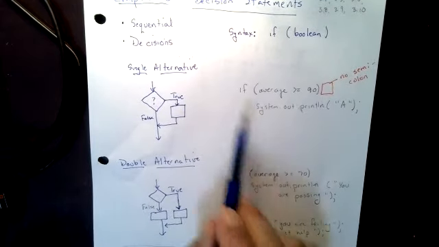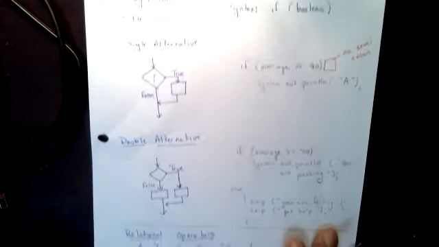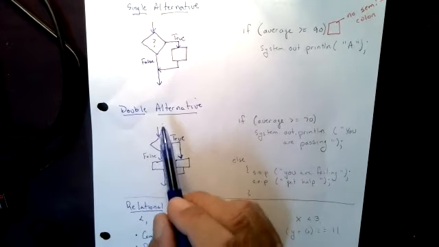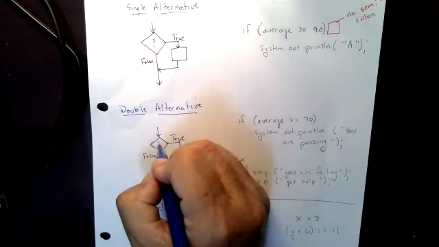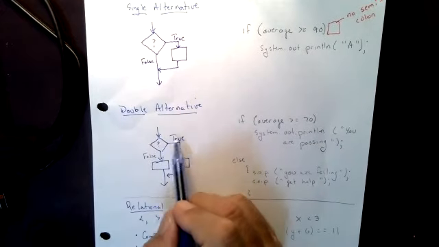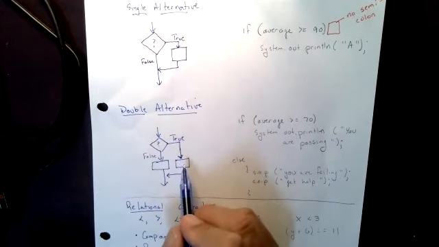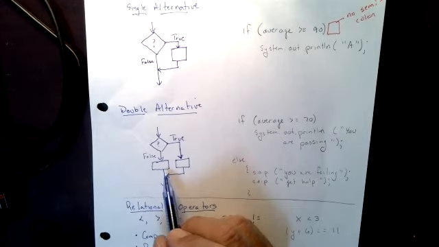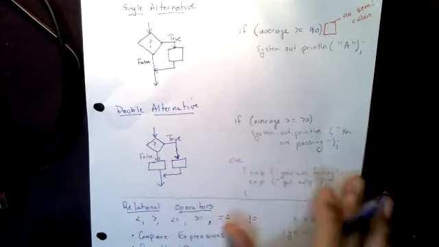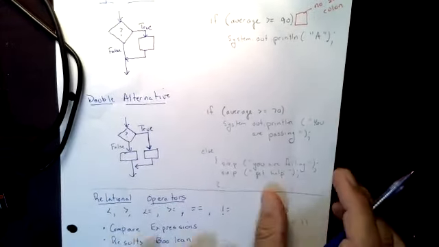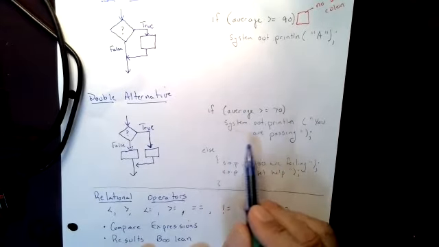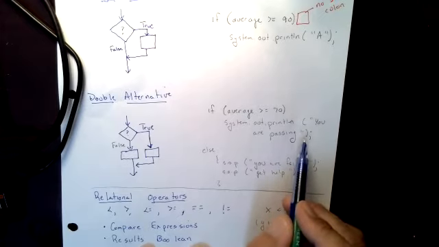So the first concept we're looking at is this single alternative. The second one is a double alternative. I come in, I ask my question again. If something, if it's true, I'm going to do this block of code and move on. If it's false, I'll do this block of code and then move on. And here's an example with the syntax. If average is greater than or equal to 70, System.out.println, you are passing.